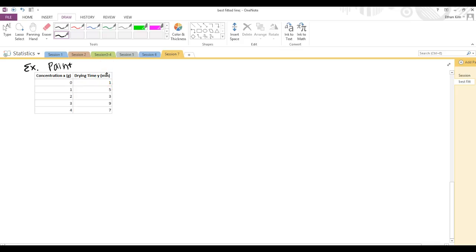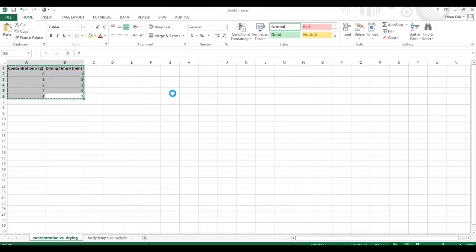And what we are looking for is the linear regression. We're looking for the equation, right? But before we do anything, we have to make sure the relationship between these two numbers is linear, right? So in that case, we have to look at the correlation coefficient. And to do that, we go back to Excel.